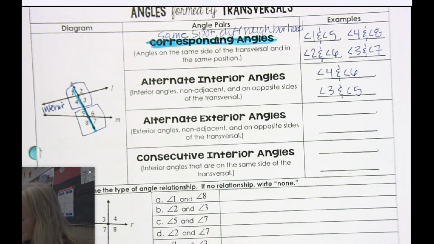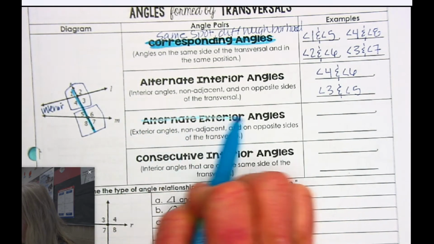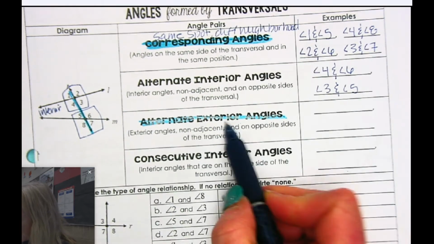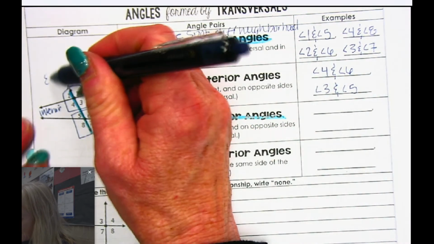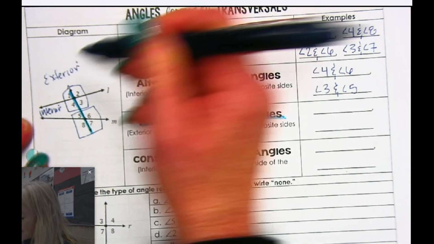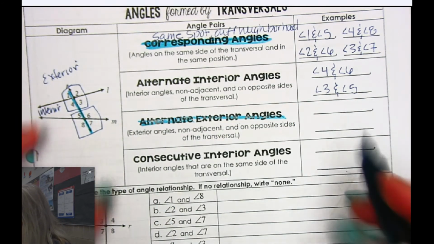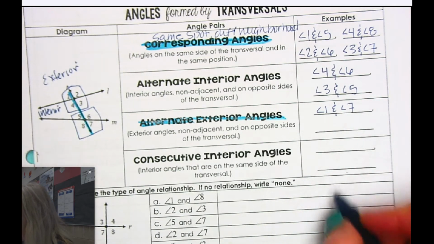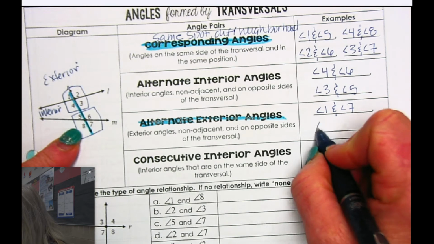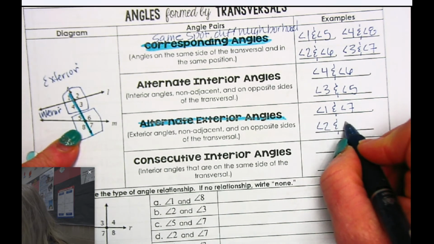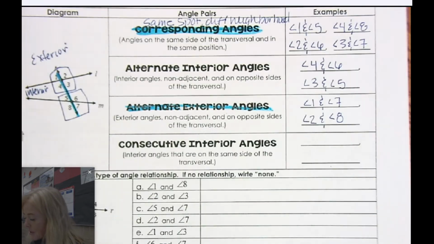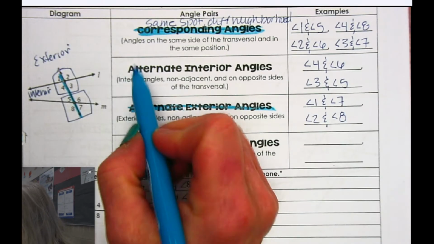All right, now alternate exterior, again, alternate means opposite sides of the transversal. Exterior means outside or exterior to the 2 lines that the transversal crosses. So for instance, angle 1 and angle 7 are both alternate exterior, and then angle 2 as well as angle 8 is its little pair. Those are alternate exterior. And then we need to make sure we do alternate interior.